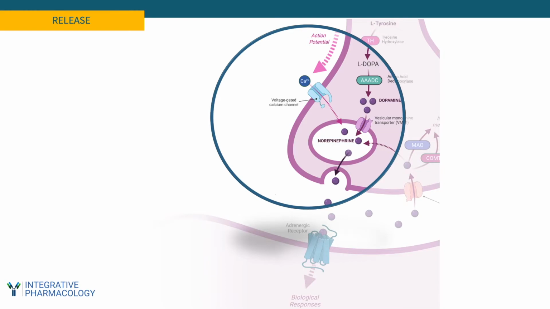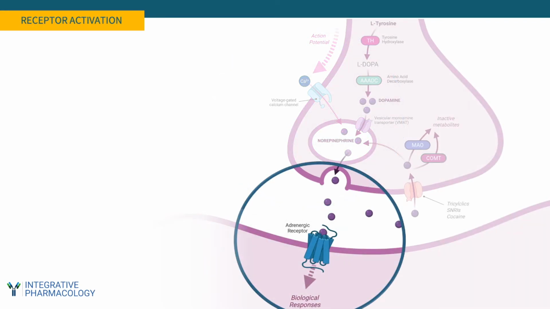The entry of the calcium stimulates the fusion of that vesicle with the presynaptic cell membrane, which allows the release of norepinephrine into the synaptic cleft. Once norepinephrine is released into the synaptic cleft, then it's free to diffuse around and find these adrenergic receptors and bind to them. So adrenergic receptors are G-protein coupled receptors.